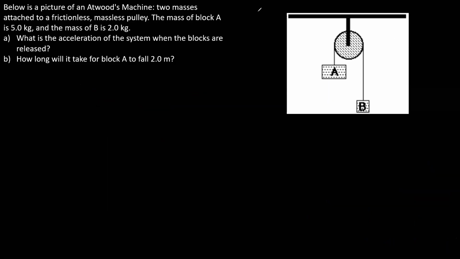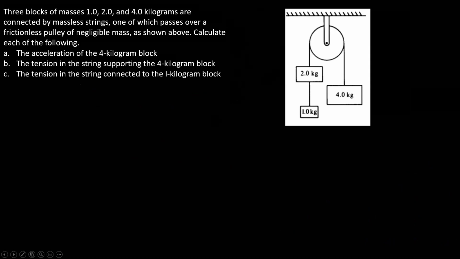Number 4. I think we're on number 4. 3 blocks. Okay, so yeah, this is one we actually have already done, because I went ahead and put this in the notes for Atwood in the first place, but it's worth doing again. So find the acceleration of the 4 kilogram block.